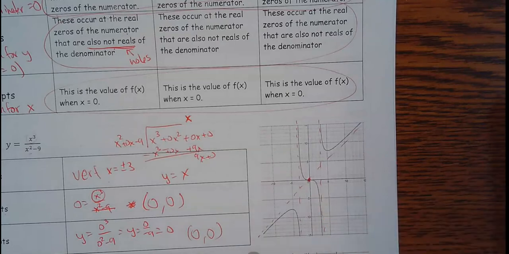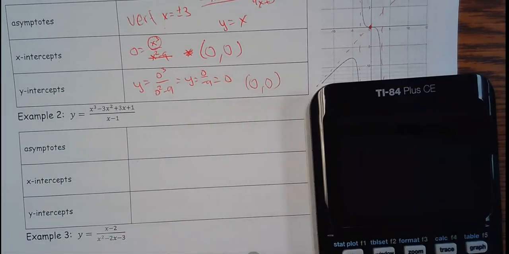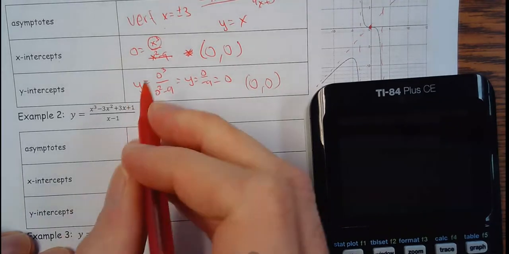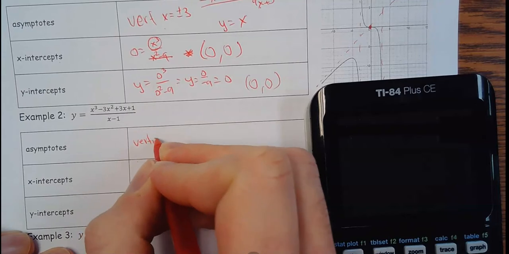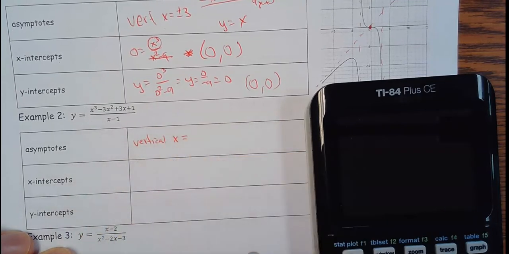Okay. Let's go on to the second example, and maybe I'll cover this up for a second. Okay, so now let's look at the vertical asymptotes. So vertical asymptotes are what makes the bottom equal 0. So a vertical asymptote would be x equals 1. So at x equals 1, there's the vertical asymptote.